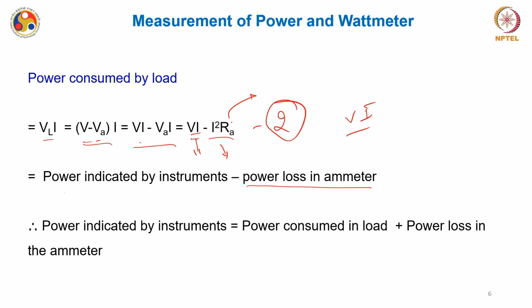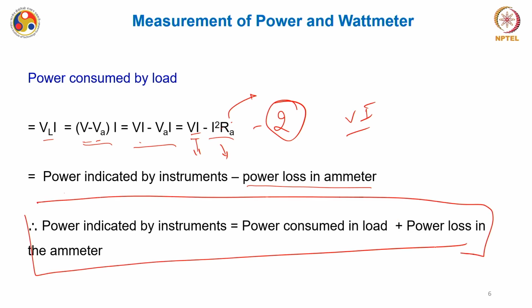So the power consumed by the load is equal to the power indicated by the instrument minus the power loss in the ammeter. Now, the power indicated by the instrument, that the end user actually sees, is equal to the power consumed in the load. From this equation, if I simplify, the power indicated by the instrument will be equal to the power consumed by the load plus the power loss in the ammeter. This equation is very, very important, and I am calling this equation 3.